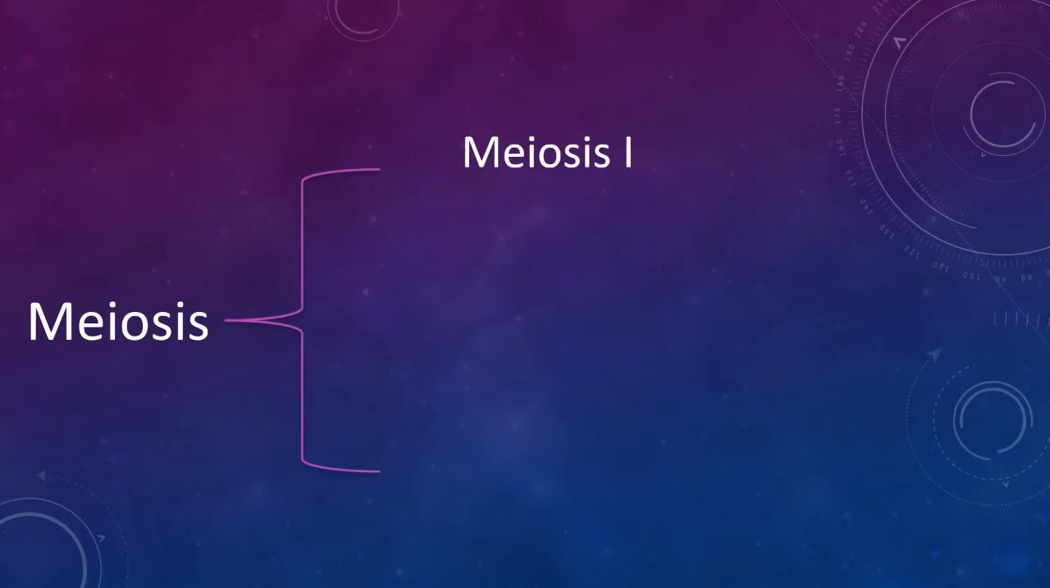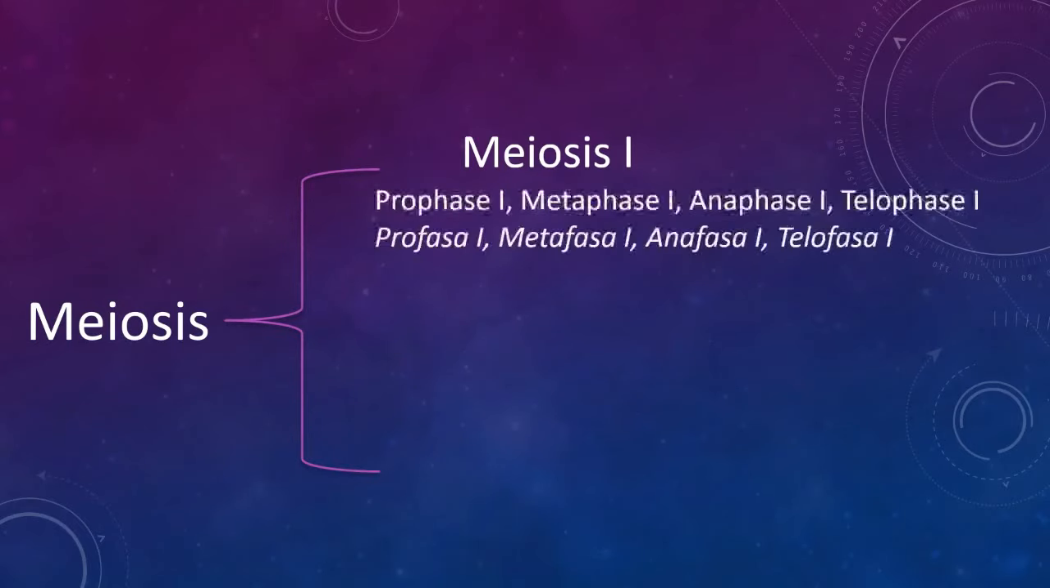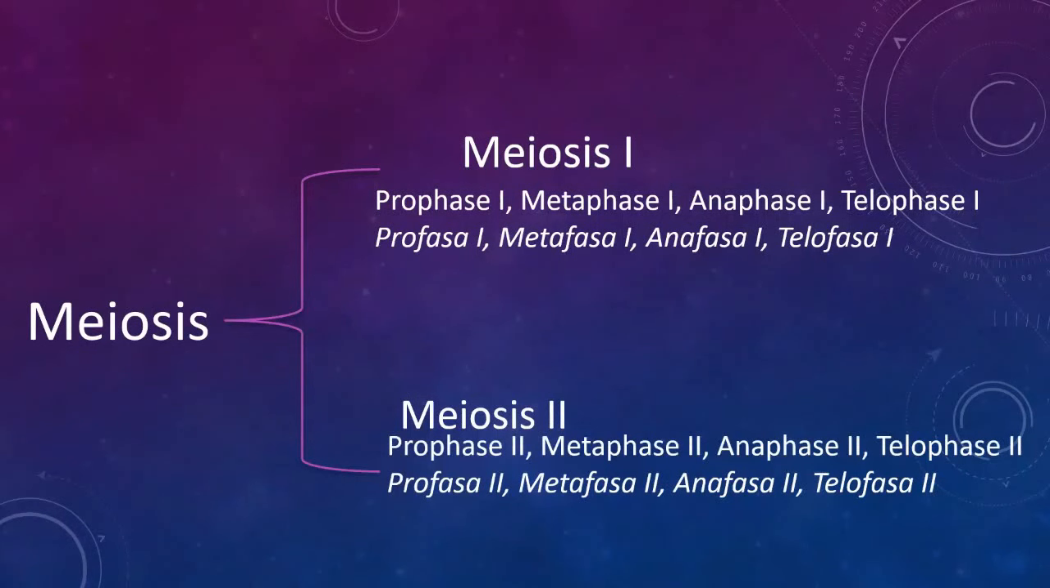Meiosis 1 and meiosis 2. Meiosis 1 has its own phases called prophase 1, metaphase 1, anaphase 1, telophase 1. Meiosis 2 also has 4 phases: prophase 2, metaphase 2, anaphase 2, and telophase 2.